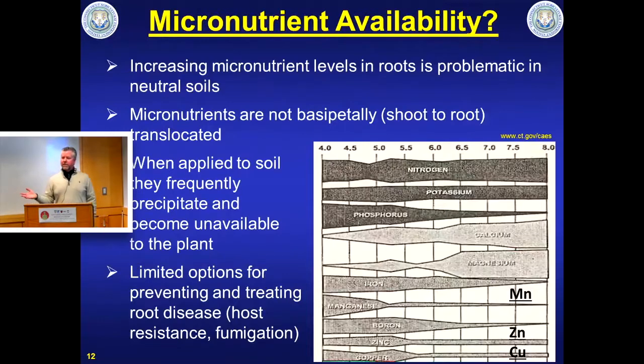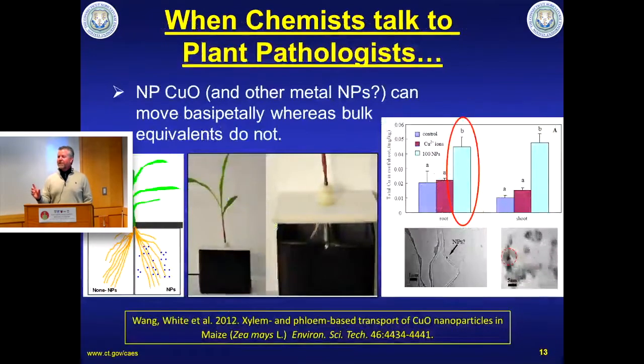A chemist and a plant pathologist walk into a bar, and that's literally not the beginning of a joke. That's how this story happened. A colleague of mine, Wade Elmer, is a plant pathologist. We went out for drinks one night after our annual open house. I was describing a paper that we had just published in 2012.